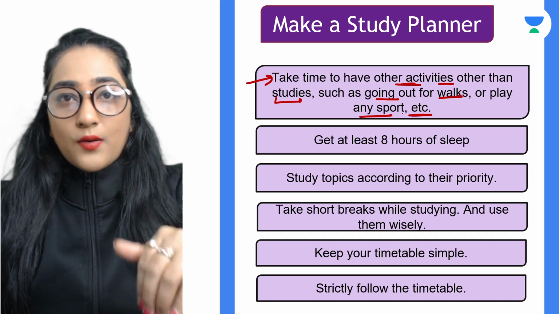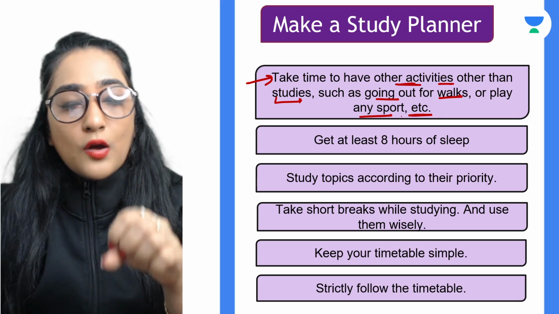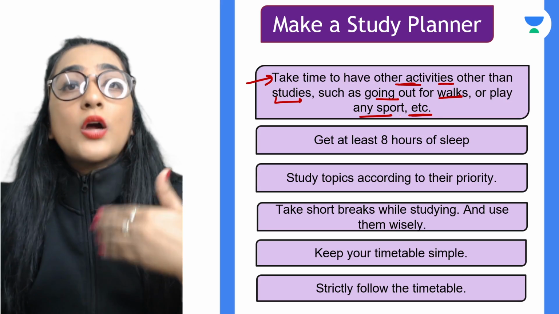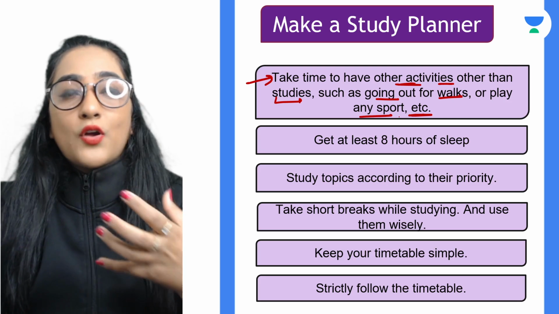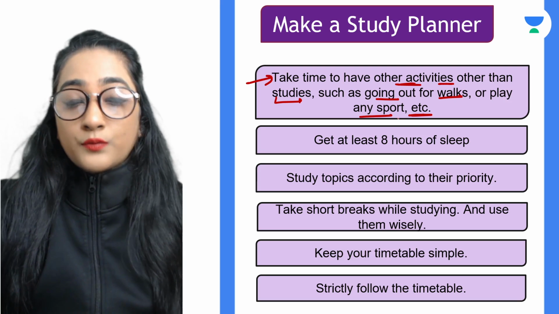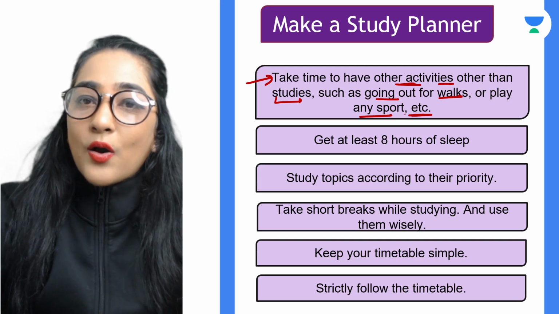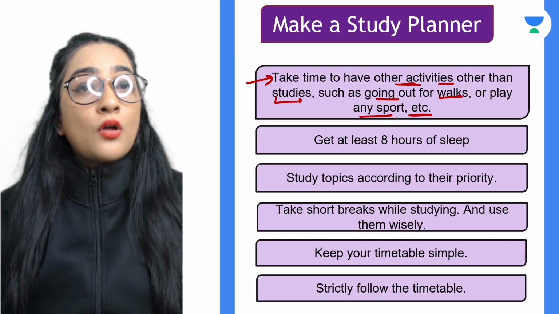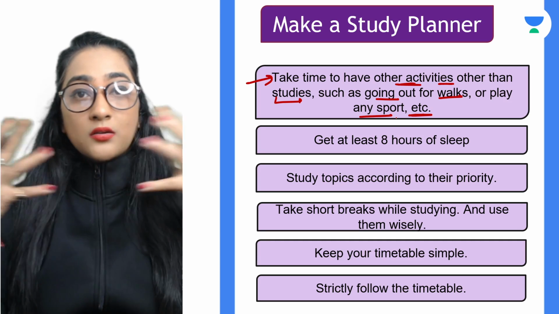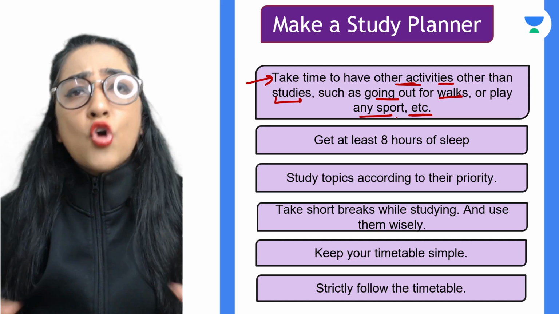Since your boards are going on right now, you still need to take out 5, 10 or 15 minutes as per your convenience. If you're going out for 5 minutes and it is refreshing you, then that's pretty okay. But definitely consider it. Do not overburden yourself, do not get nervous, do not get mad, do not be filled with negativity. That's not really needed.